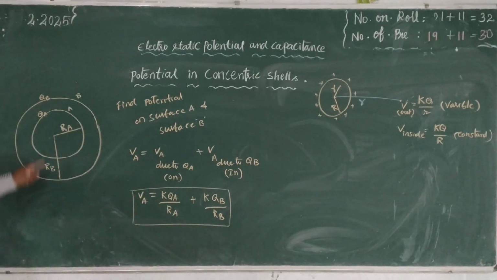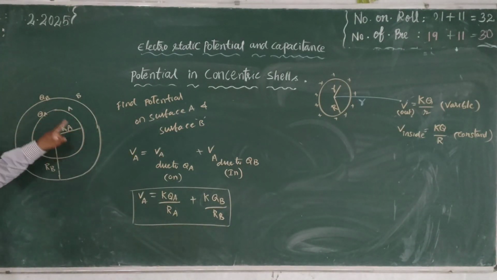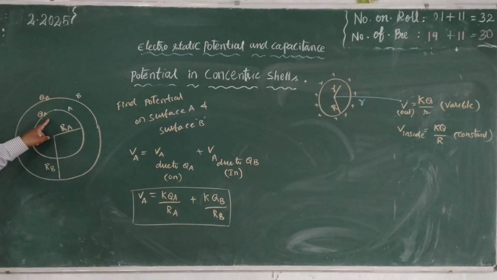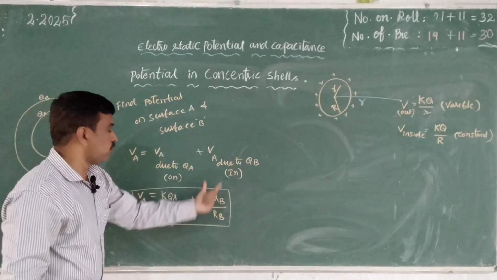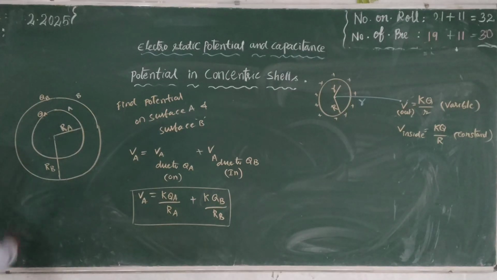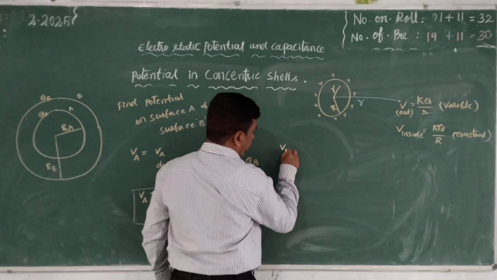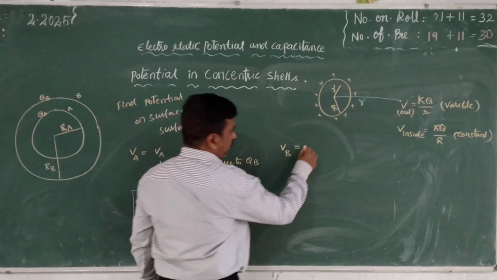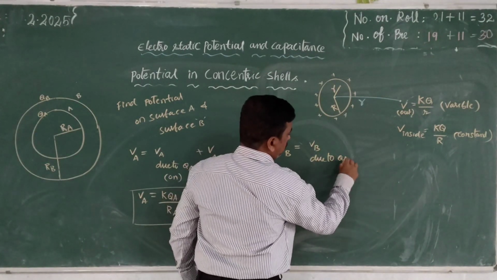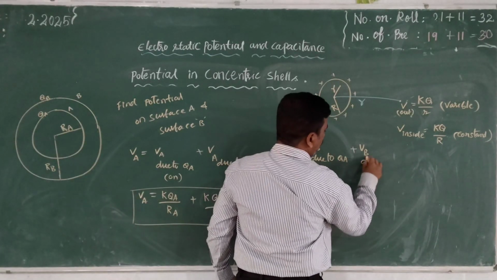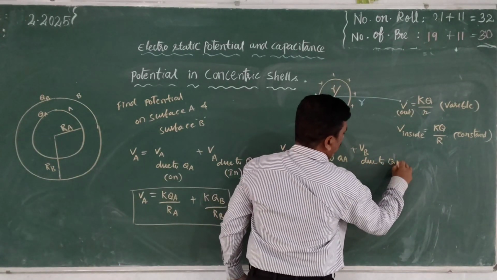Again, listen. Potential on surface A has two contributions, one due to Qa and another due to Qb. Due to Qa, it is a surface point; due to Qb, it is an inside point. So the potential is kQa by Ra plus kQb by Rb. Now the potential on surface B. I write here: potential on B due to Qa charge and potential on B due to Qb charge.